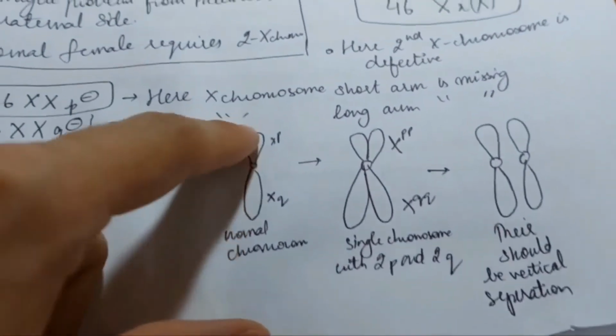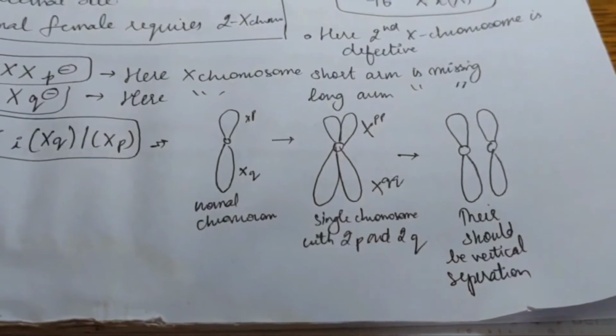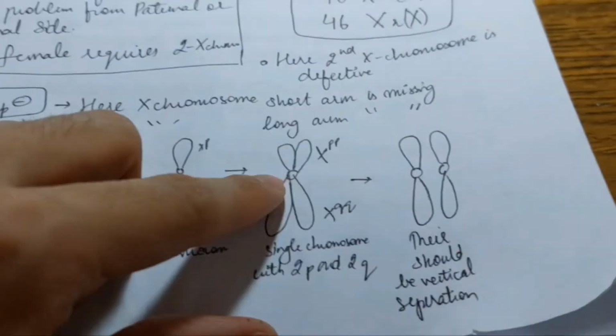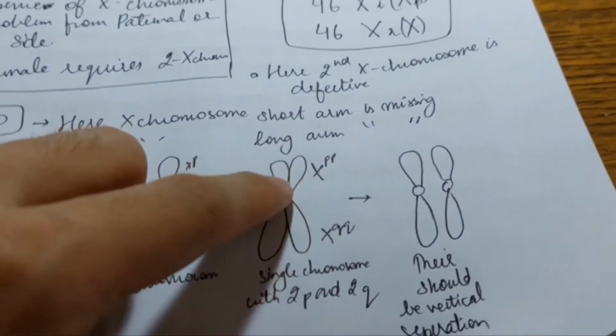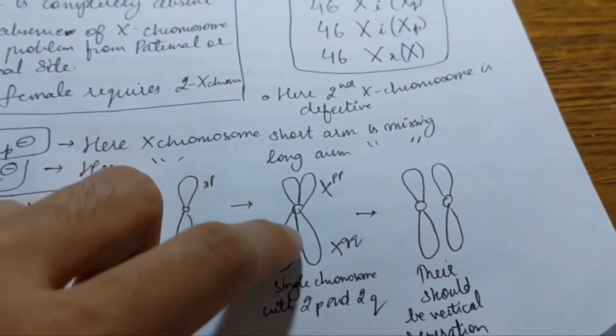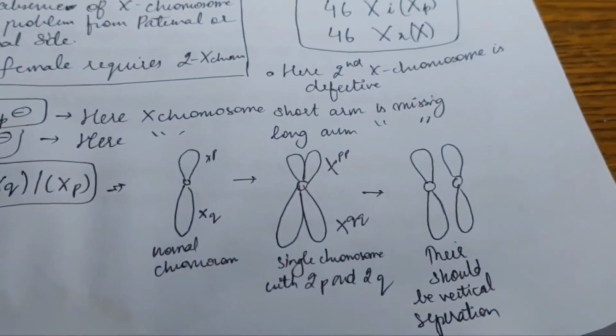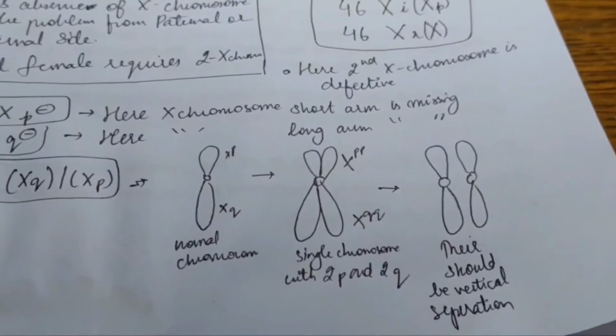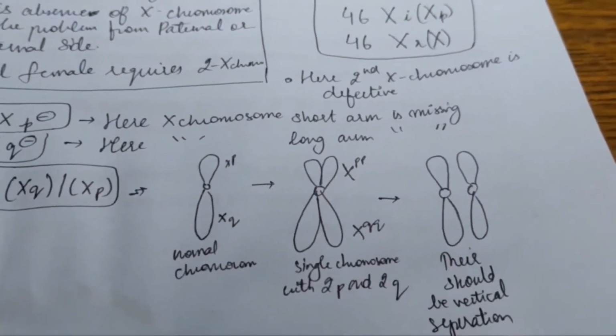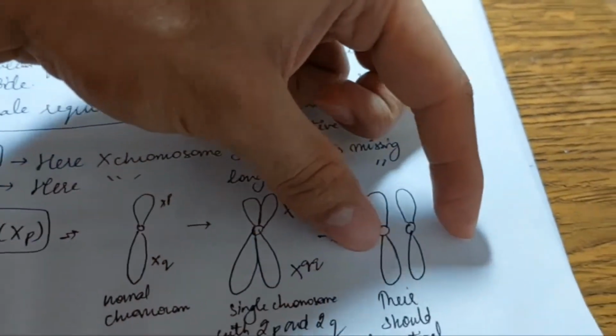So we know that a normal chromosome has a short arm and a long arm, Xp and Xq. Before it divides, in meiosis, it undergoes replication, so we will have an X chromosome with 2 p arms and 2 q arms. Normally, when they undergo disjunction, they divide vertically, like this, and separate.